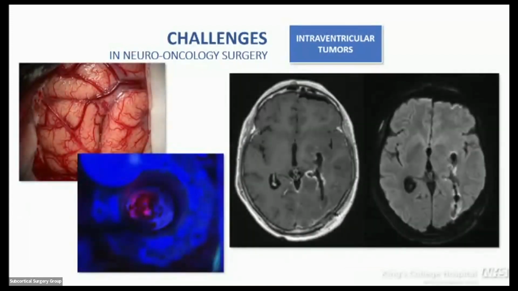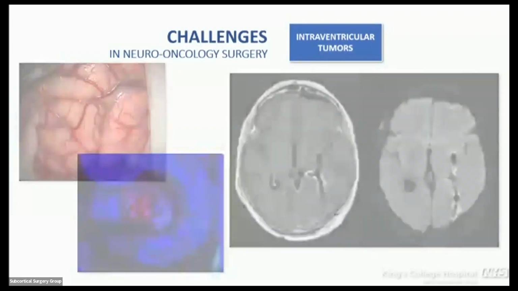And here are some images intraoperatively. You can see the use of 5-ALA in these cases and how well you can identify the lesion, the tumor, through the brain path. And the postoperative scan, again, shows good resection of the lesion without any damage to the superficial brain tissue.